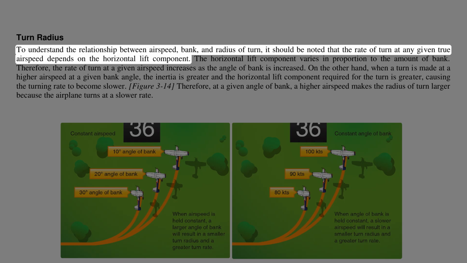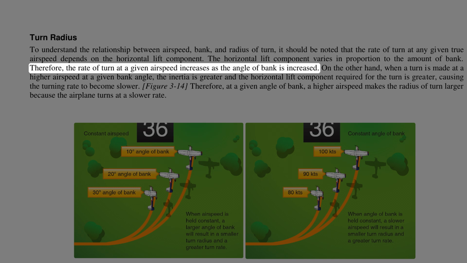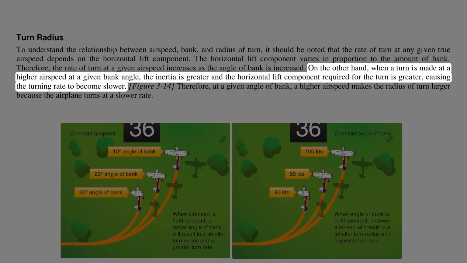Turn radius. To understand the relationship between airspeed, bank, and radius of turn, it should be noted that the rate of turn at any given true airspeed depends on the horizontal lift component. The horizontal lift component varies in proportion to the amount of bank. Therefore, the rate of turn at a given airspeed increases as the angle of bank is increased. On the other hand, when a turn is made at a higher airspeed at a given bank angle, the inertia is greater and the horizontal lift component required for the turn is greater, causing the turning rate to become slower.